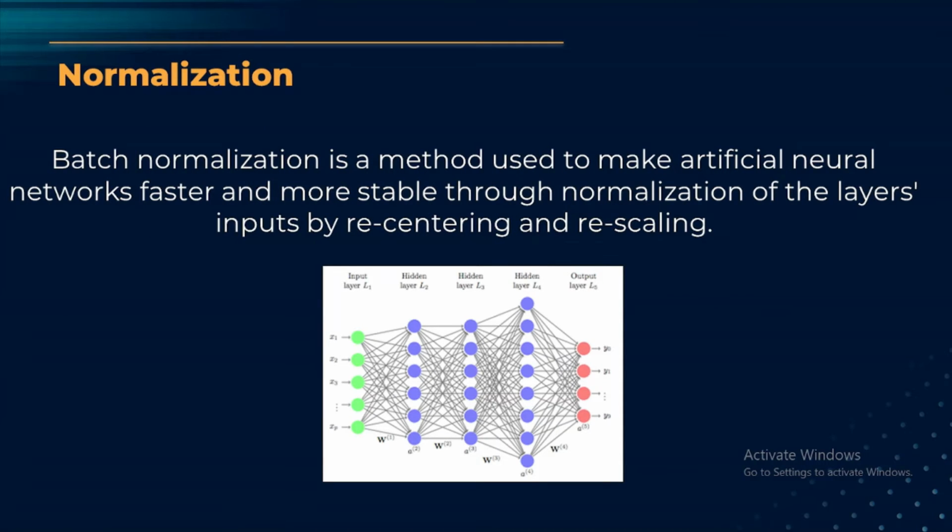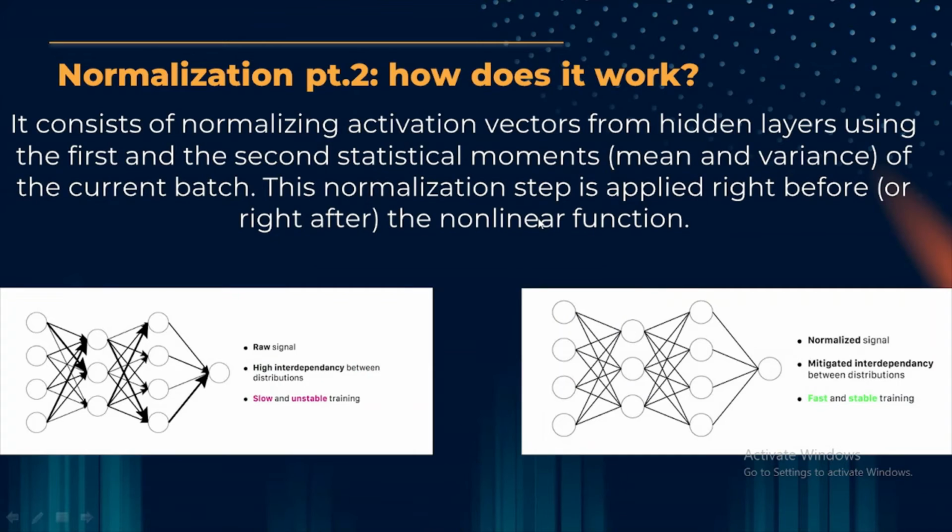What is normalization? What is batch normalization? Well, batch normalization is a method used to make artificial neural networks faster and more stable through normalization of the layer inputs by recentering and rescaling. So if you look at this photo, we have the first layer, which is the input layer, the x that we talked about, and then we have the hidden layers that recenter and rescale to an output, which is the fifth layer here.